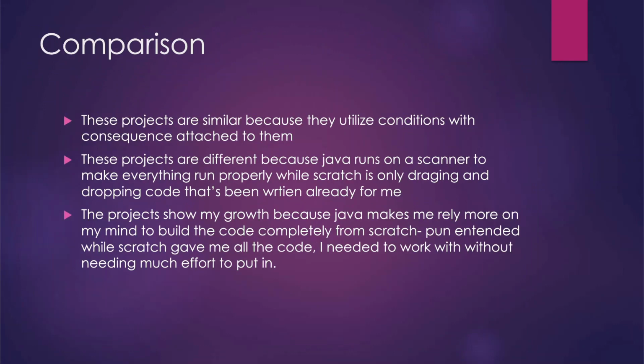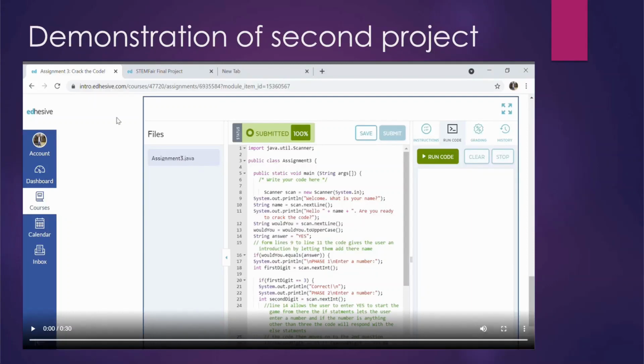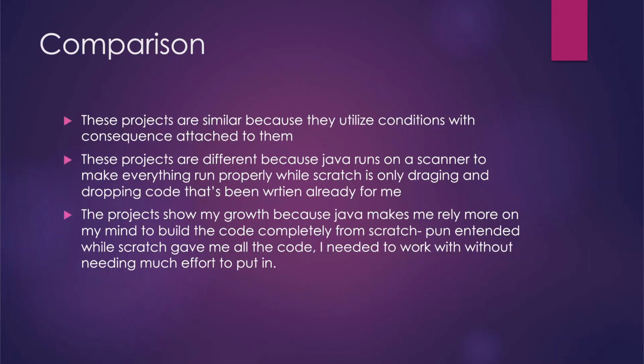So what makes them similar is that they use conditions with consequences attached to them, like if and else statements. And Java also runs on a scanner to make everything run properly, while Scratch is just drag and drop. Like I said, I'm just borrowing someone's stuff. With Java, the only thing I'm really given is a scanner that will scan and make sure everything is right and can run. Without the scanner, which you see up there, import java.util.Scanner, none of that will be able to run. And so that's the comparison.